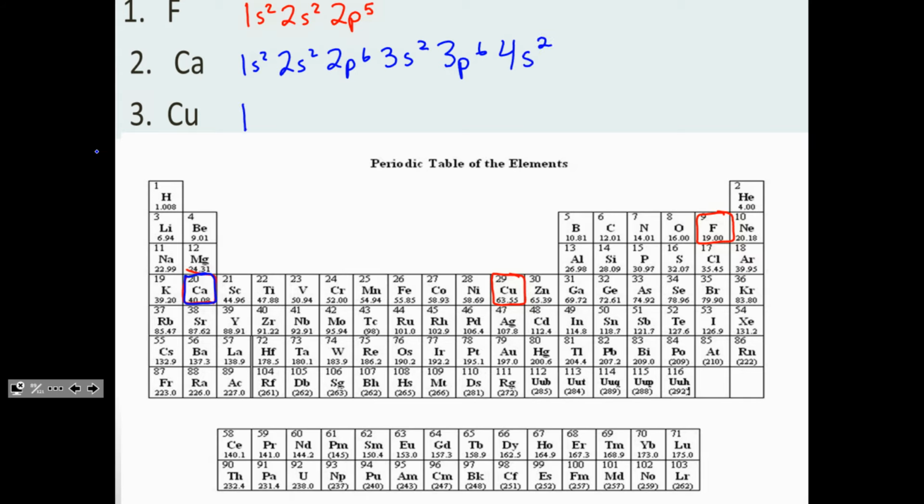Copper would be, let's change colors there, 1s2, 2s2, 2p6, 3s2, 3p6, 4s2. Be careful, there is an exception here, 3d, and we're going to count 1, 2, 3, 4, 5, 6, 7, 8. Copper would be the 9th one in that row. Okay, that is electron configuration.